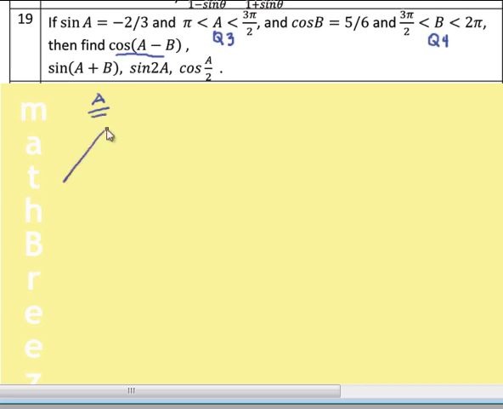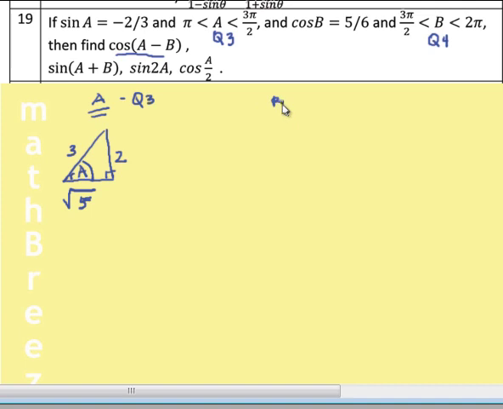So we're going to draw a triangle and put reference A in here. And next to A, let's write quadrant 3. We have sine A is minus 2 over 3. That's opposite over hypotenuse. So that would be, for reference A, 2 and 3. And this side is the square root of 3 squared minus 2 squared, square root of 9 minus 4. So that's our triangle for A.